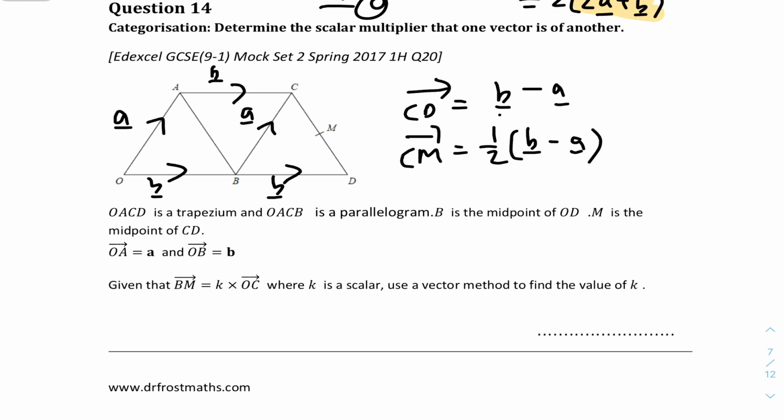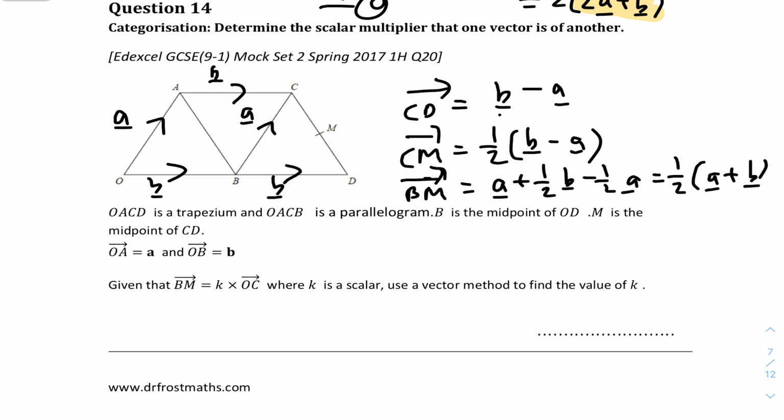And so BM equals BC, which is a, plus CM, which is half b minus half a, to get half a plus half b, or half a plus b. So when we have BM, which is half a plus b, equals k times OC, what is OC? OC is just a, because it's a trapezium, it's in a parallelogram. So it's not just a, it's a plus b, because it's from O to here. So it's a plus b.